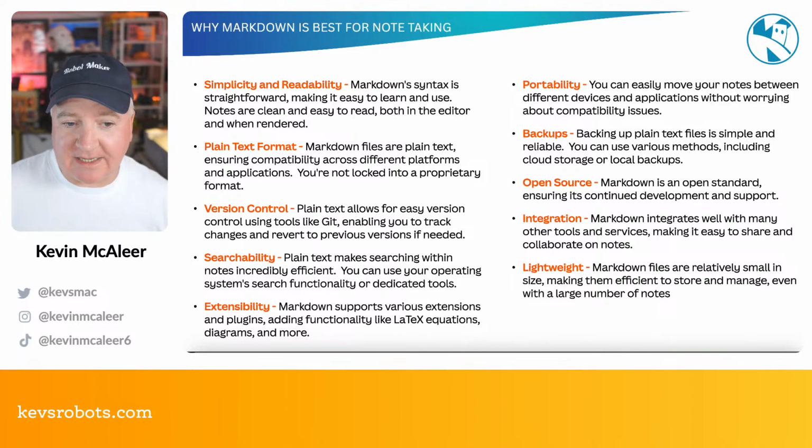Version control: plain text means you can use things like Git, which enables you to track changes and revert to previous versions if you need to. And searchability: because it's just plain text, you can search notes very efficiently. And you can even use your built-in operating system search functionality or dedicated tools such as Obsidian.